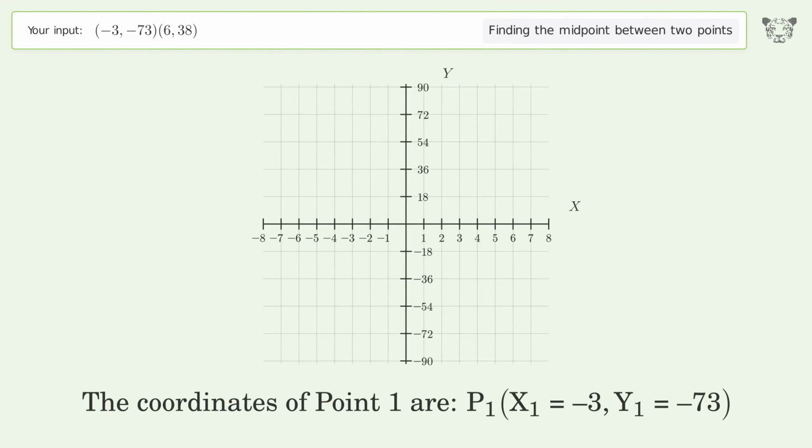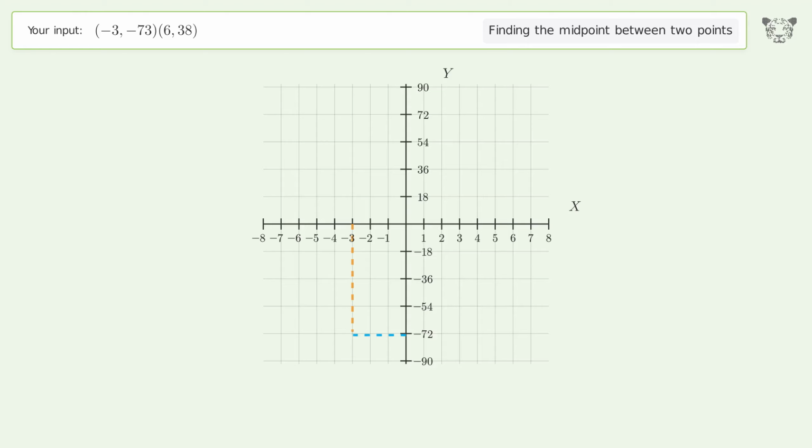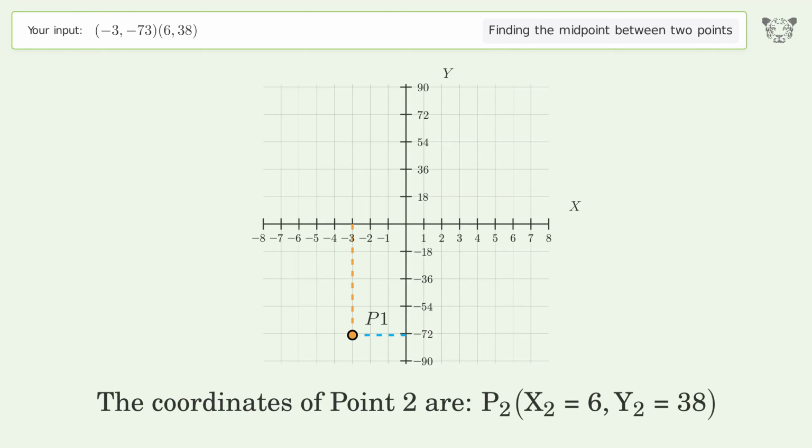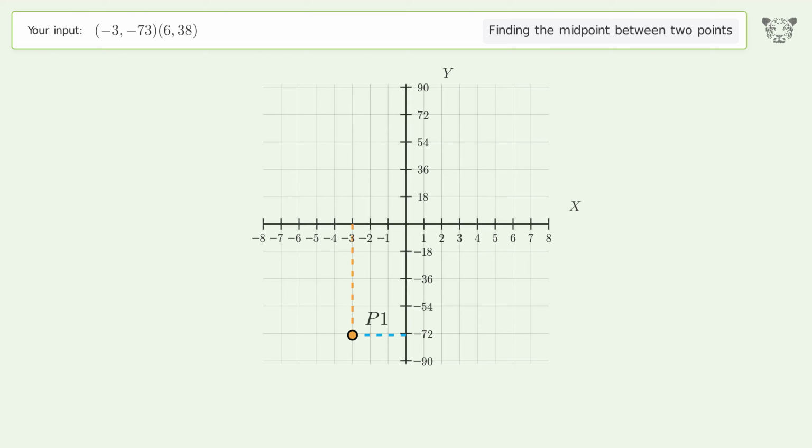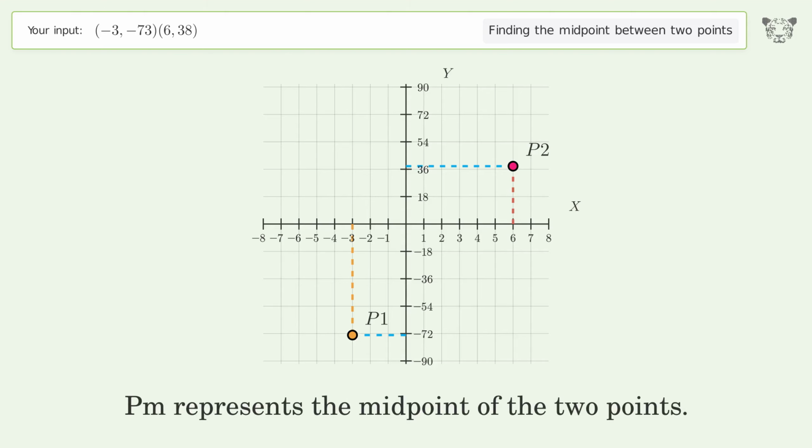The coordinates of point 1 are, x1 equals negative 3, y1 equals negative 73. The coordinates of point 2 are, x2 equals 6, y2 equals 38. PM represents the midpoint of the 2 points.